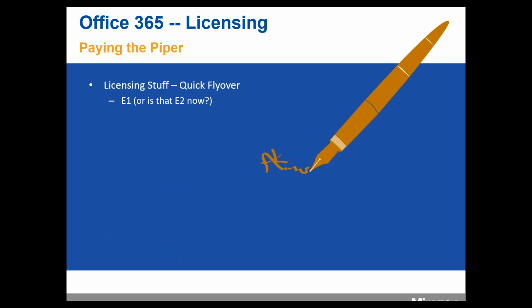You have E1, which I guess now is called E2. That's kind of confusing.